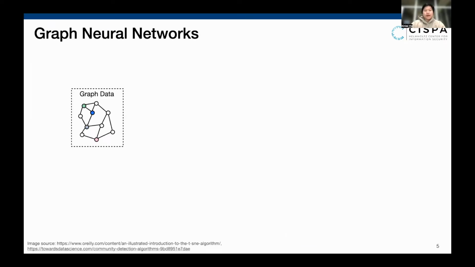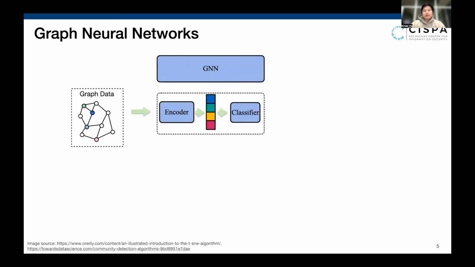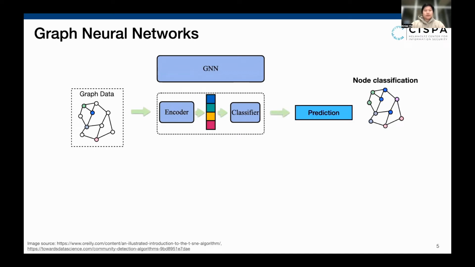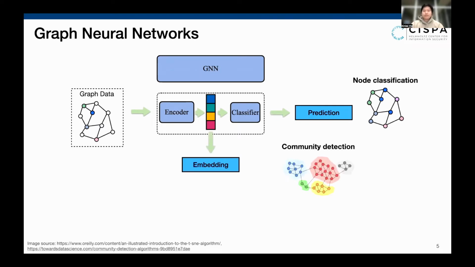A graph neural net can be represented as two parts, an encoder and a classifier. The prediction generated from the classifier can be used for node classification tasks, for example. Meanwhile, the middle layer embedding can be used for different downstream tasks, such as community detection. Also, the embedding can be further used to generate the t-SNE projection for visualization purposes.